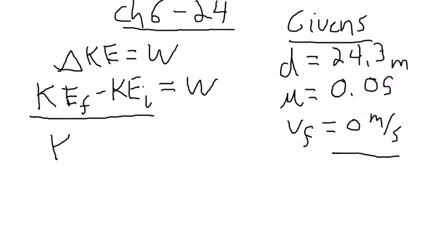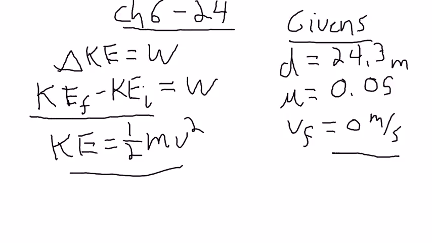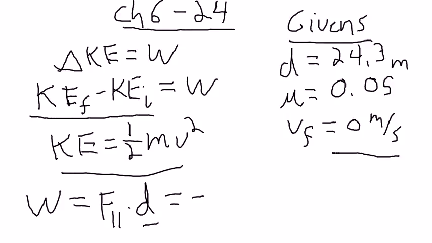In case we need a reminder from last class, kinetic energy is equal to 1/2 mass times velocity squared. Okay, and then work, if we remember, is equal to force parallel multiplied by distance. In this case, the force we have acting on the skier is the force of friction, and it's acting in the opposite direction of his displacement d. So our work is going to be negative force of kinetic friction multiplied by the distance d.